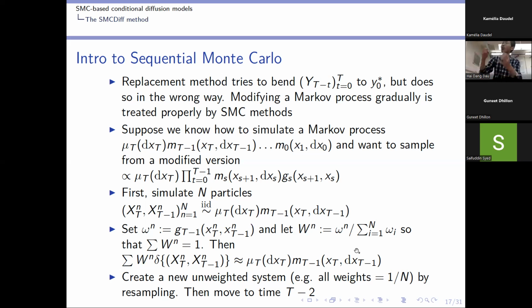Now you have a weighted system. This is not good, for reasons that I will not detail here. So what you are going to do is create a new unweighted system, where all the weights are equal to 1 divided by N, by resampling from your weight distribution. Then from time t you go to time t minus 1, and you know how to go to time t minus 2, and so on and so forth. That's the essential sequential Monte Carlo method.